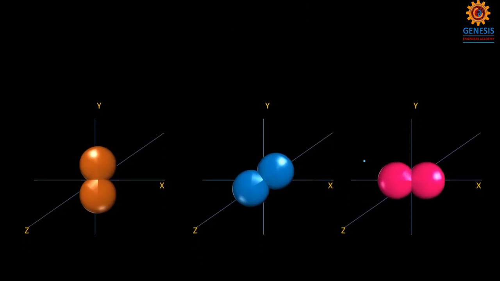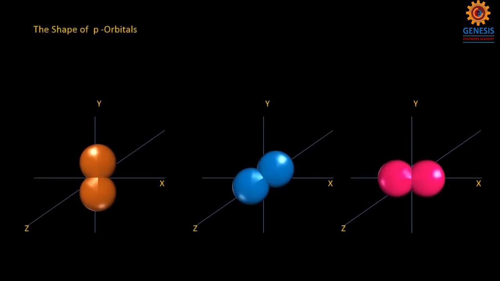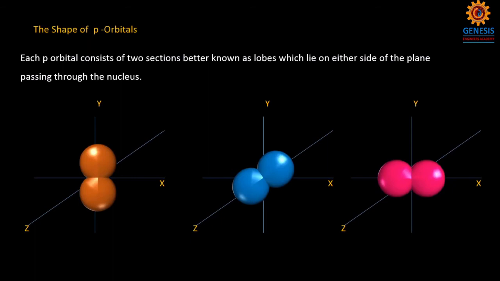Next, the shape of p orbitals. The p orbital consists of lobes, that is, dumbbell-like. So this is along the y axis, this is along the z axis, and this is along the x axis, on either side of the plane passing through the nucleus. So this is the plane passing through, and in between is the nucleus. This is the shape of the p orbital, that is dumbbell, or otherwise you can call this a lobe. Okay, nice.